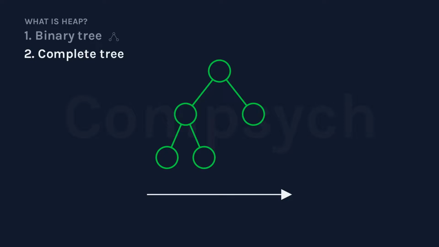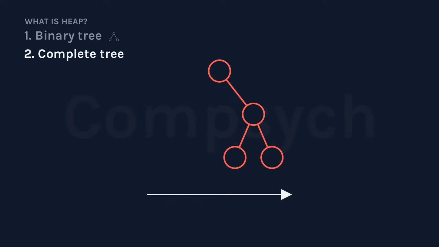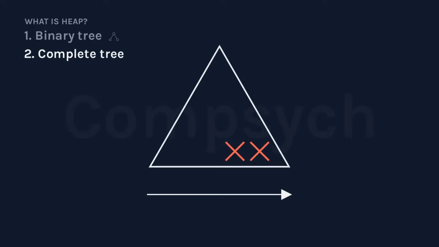This is complete. Even the last level is not full. Of course, this is complete too. This is not a complete tree, since the last level is not filled from left to right. This is not. So actually, what we can miss is only the last few elements at the last level.